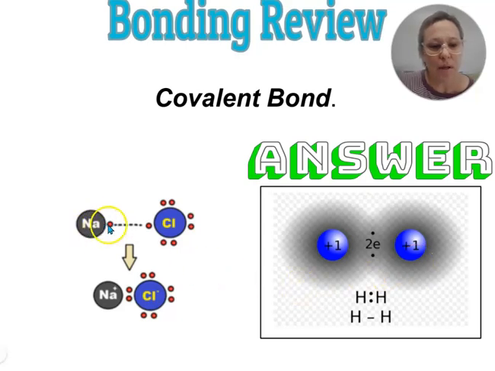This picture is showing the electron from sodium joining the chlorine to give it a negative charge, and the sodium becomes a positive, and then they become attracted. They're two separate things, and they become attracted because of their charge.